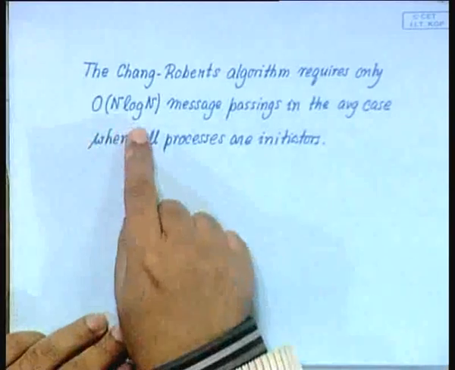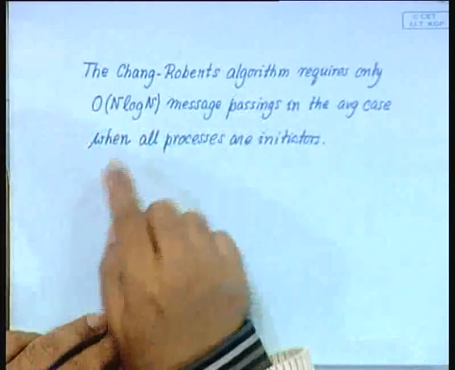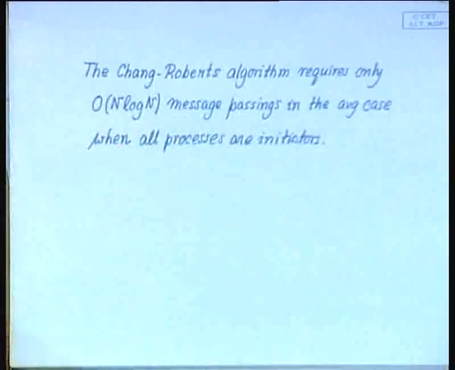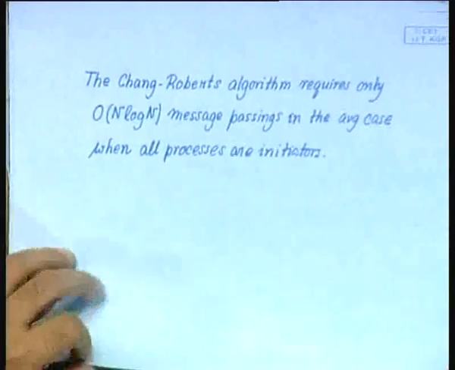Then, assuming that all processes are initiators, this result says that this algorithm requires only order n log n message passings in the average case. The proof is there in Gerard Tel's book, right? Just browse through that proof, but it's quite non-trivial. So, I am just warning you in advance, but you should take a look at the proof and how you go about proving the average case complexity.